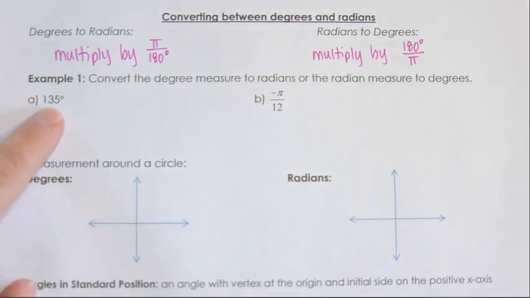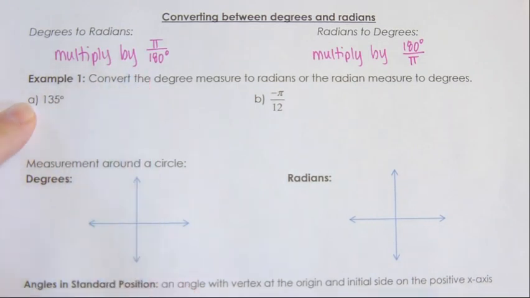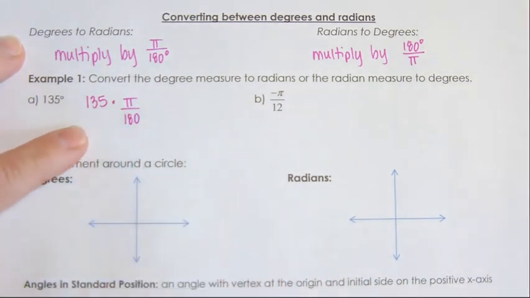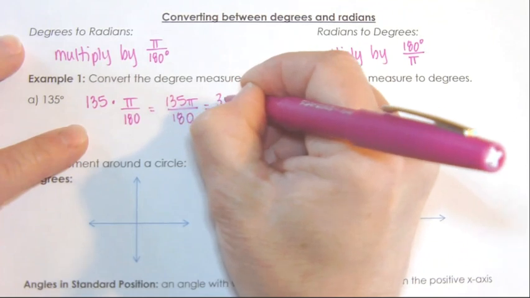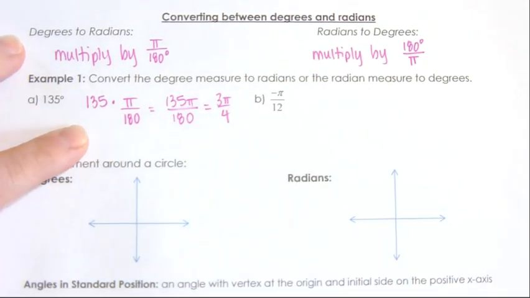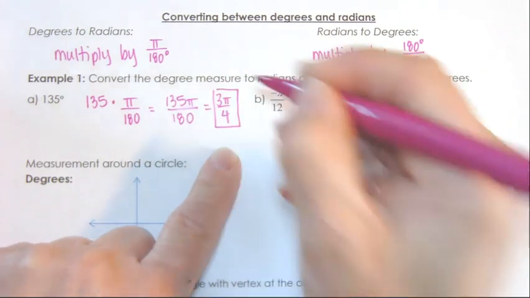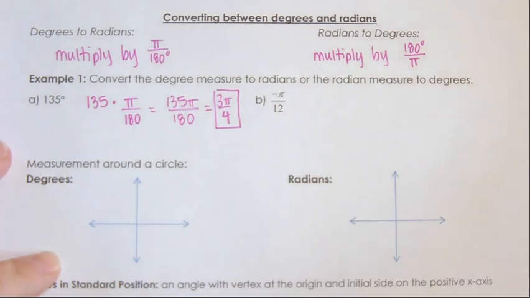The first one you're given is a degree measure. We want to convert that to radians, so we need to multiply by pi over 180. When you multiply this across, we're going to get 135 pi over 180. And then you want to reduce that to 3 pi over 4. So that's a radian measure. And if you watch that video, you would understand that that is not quite half of a circle.